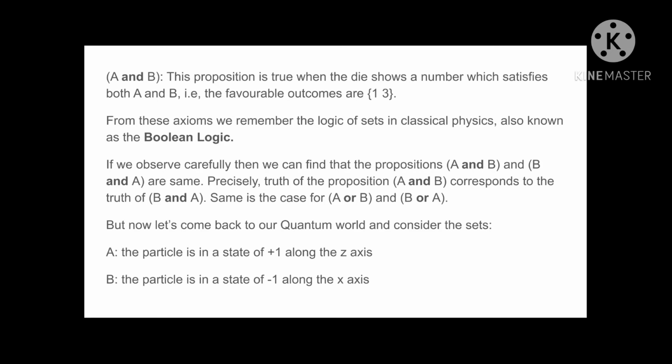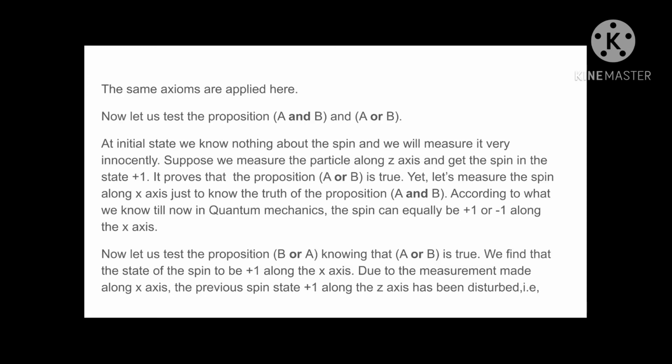But now let's come back to our quantum world and consider the sets A, which states that the particle is in a state of positive 1 along the z-axis, and B, which defines that the particle is in a state of negative 1 along the x-axis. Now let us test the truth of these propositions. And I should also mention that the same axioms are applied here. Now let's test the proposition A and B and A or B after changing the sets from classical physics to quantum physics.